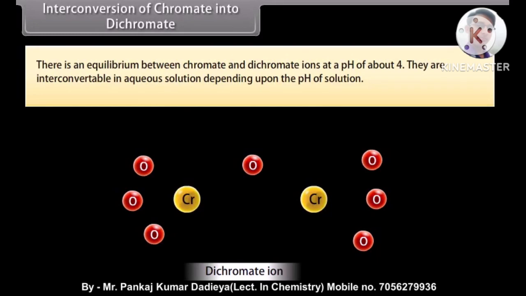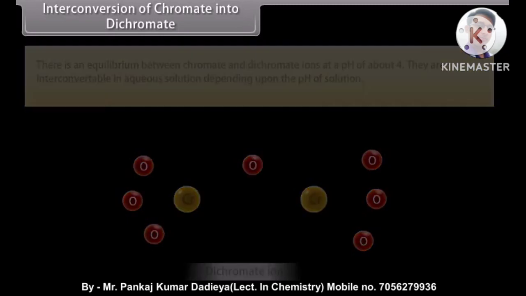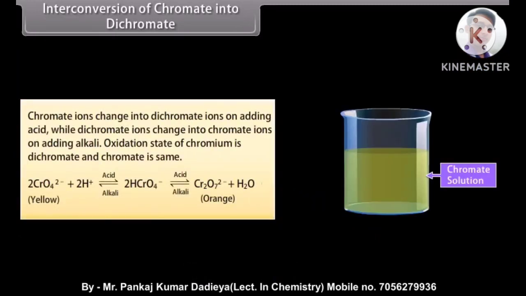They are interconvertible in aqueous solution depending upon the pH of solution. Chromate ions change into dichromate ions on adding acid, while dichromate ions change into chromate ions on adding alkali. Oxidation state of chromium in dichromate and chromate is the same.